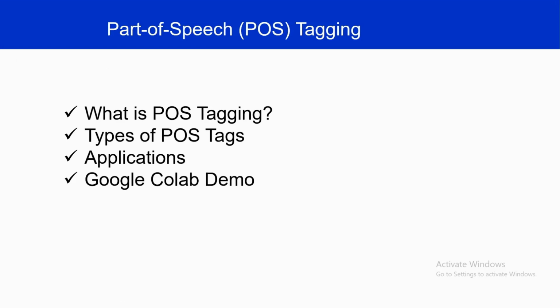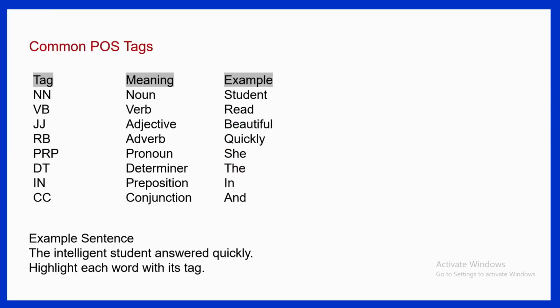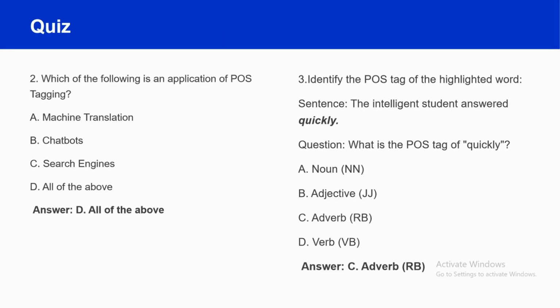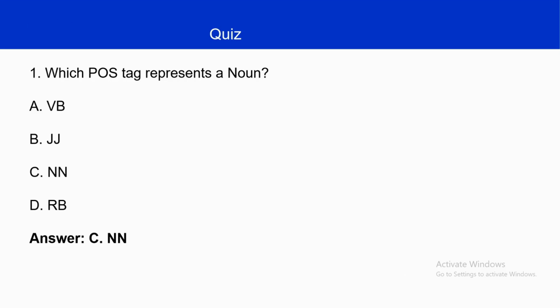So let's summarize today's lecture. We have learned that POS tagging is the process of assigning grammatical categories. Next, we will go to the quiz. The question is, which POS tag represents a verb? So the correct answer is VB. The noun is NN. Here NN represents noun.